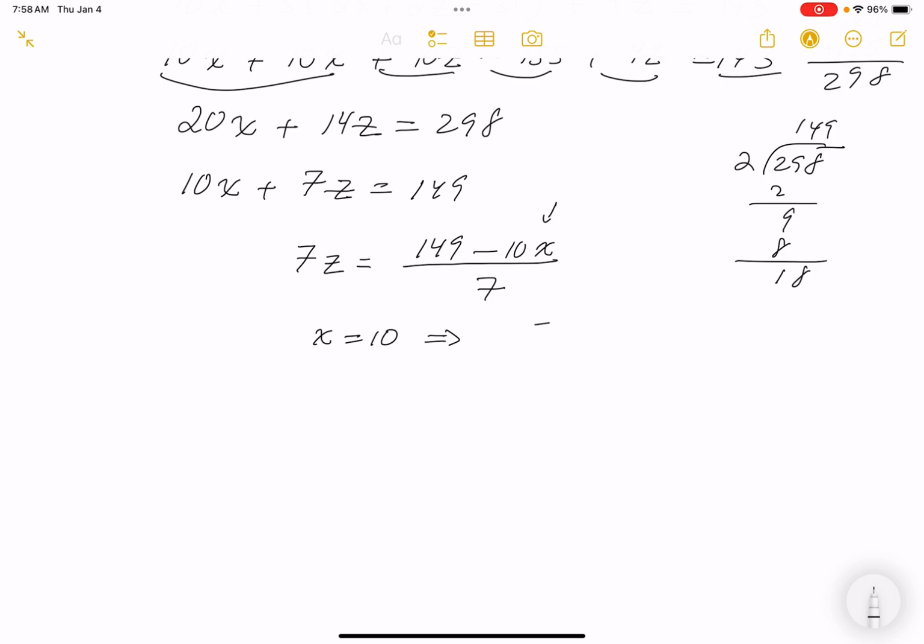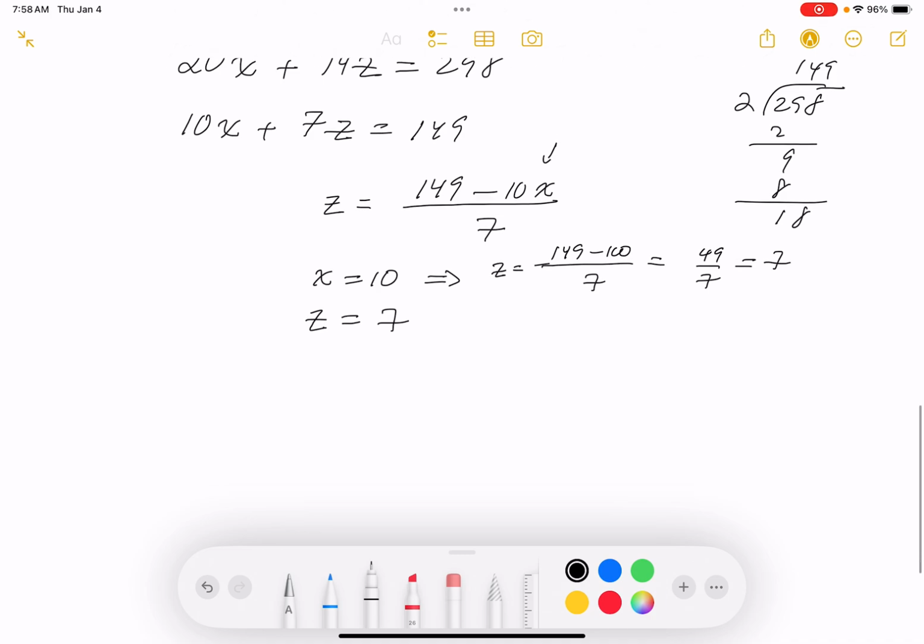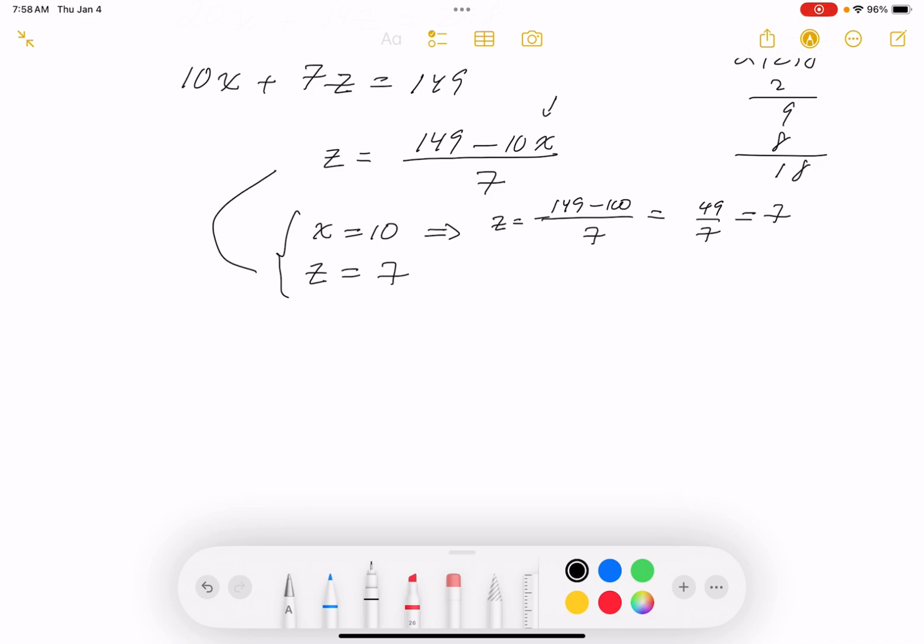Let's write this over here. By the way, I made a mistake in the copy. So I'm going to say x is 10. What's the z going to be? z is going to be 149 minus 100 over 7. And 149 minus 100 is 49, divided by 7, and that's 7. So z is 7. Now, I'm not saying it's the answer to their question, but it's certainly an integer solution that makes sense, 10, 7. It makes sense because I know they have to be whole numbers.